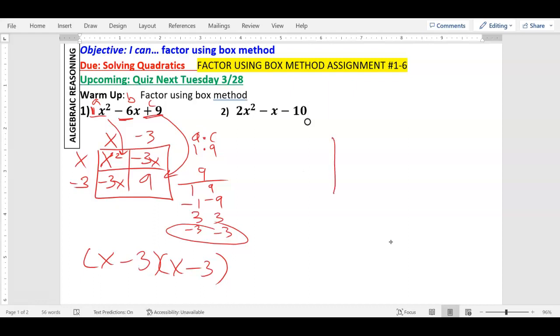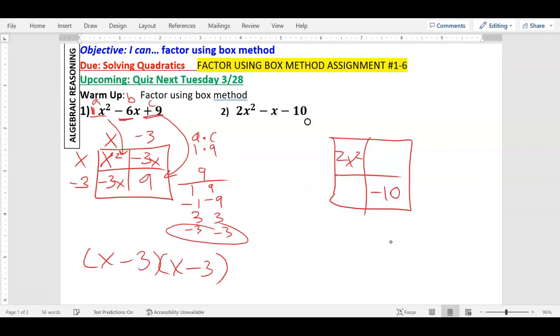Let's see here. Let's draw ourselves a box. All right. What goes in the top of that box? 2x squared. Easy. All right. What goes in this box right here? Well, you can write it down. What goes in that bottom right box? What goes right here? All right, good. Negative 10. Don't forget the negative sign.